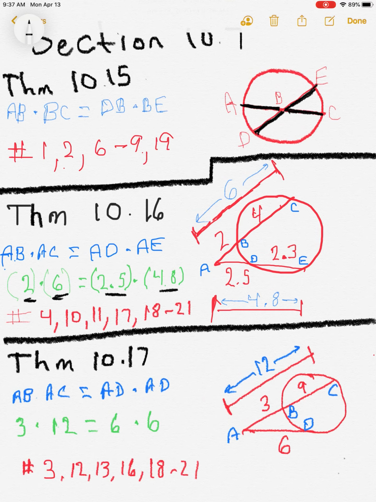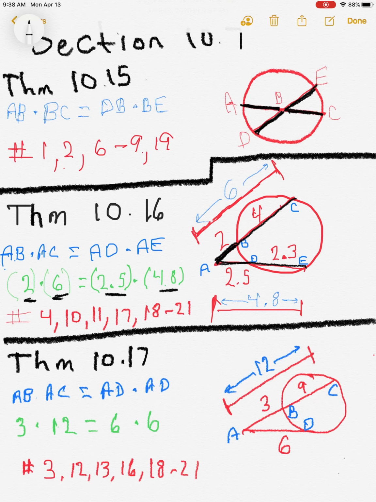All right, the next theorem involves two secants. Secants are lines that intersect outside of the circle. In this case, AC intersects AE. AC is made of two parts, an external part AB and the total AC. And that's going to be equal to, in other words, AB times AC, the total, equals AD times the total AE. AB times AC is equal to the external part AD times total AE.